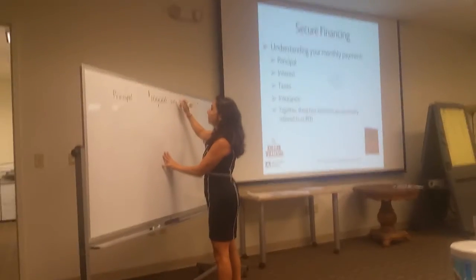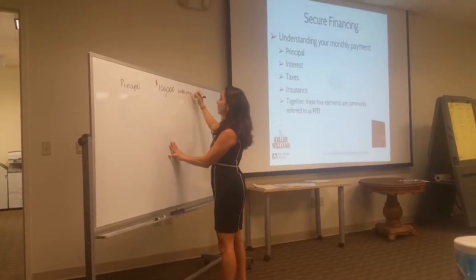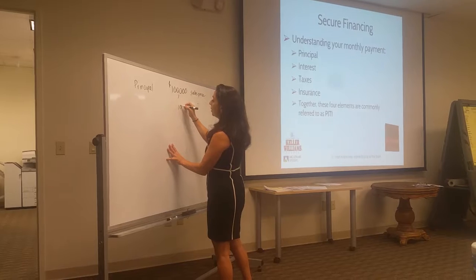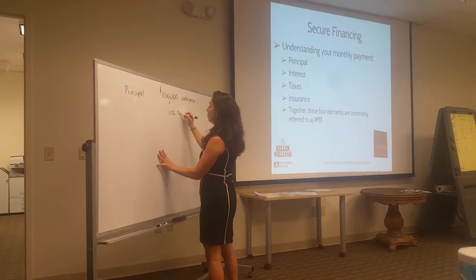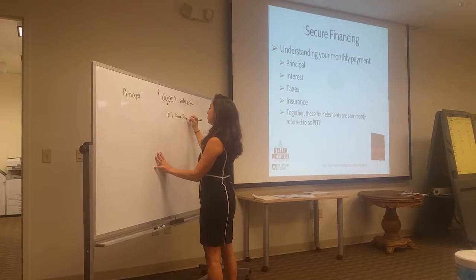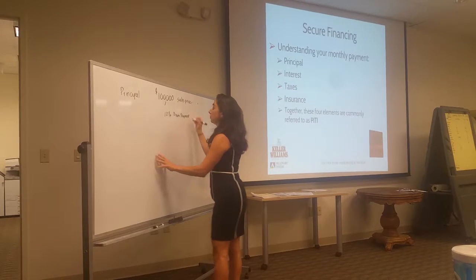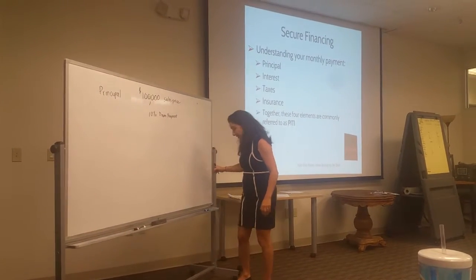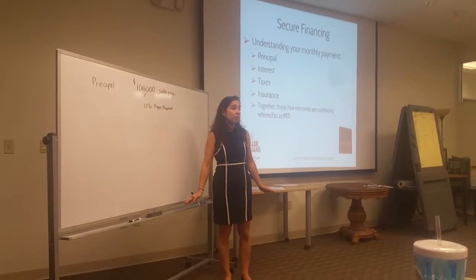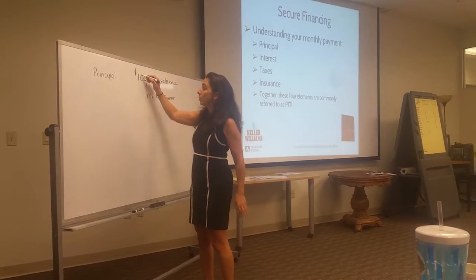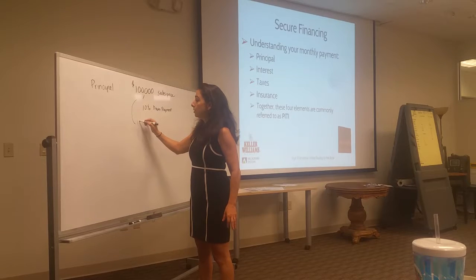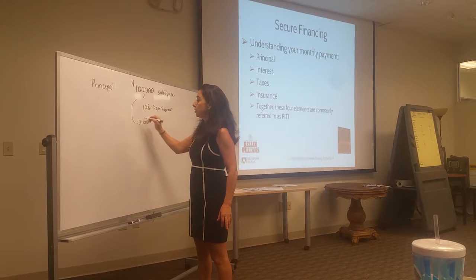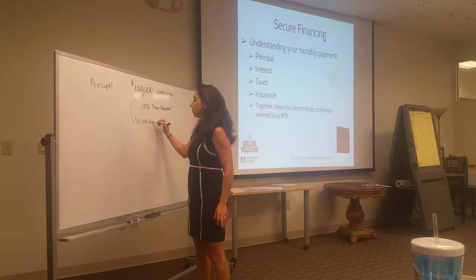This is the sales price of the home. And you want to put down 10% as a down payment. So how much money would that be? 10,000. Don't all answer at once. 10,000. So in order to buy a $100,000 home, you need to bring to the table $10,000 as a down payment.